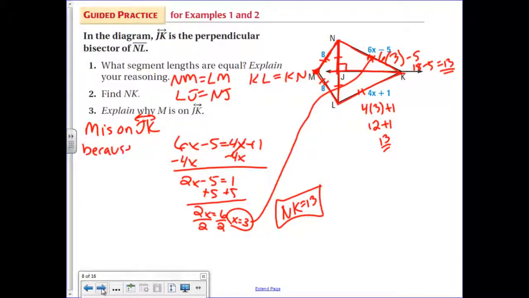because M is on JK because MN equals ML. Or if you said NM equals LM, that'd be fine too, as long as your M's match up.